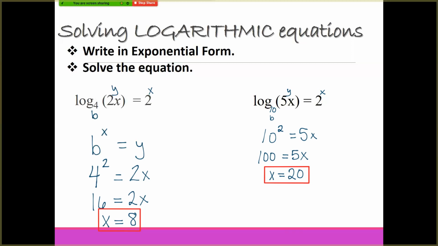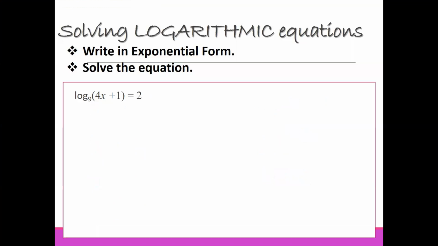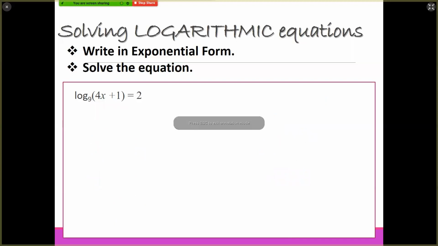Questions on these two? So these are really as simple as it gets. This one's not too terribly hard either. So log base 9 of 4x plus 1 equals 2. Rewrite in exponential form. So 9 squared equals 4x plus 1. Well, 9 squared is 81. So 81 equals 4x plus 1.